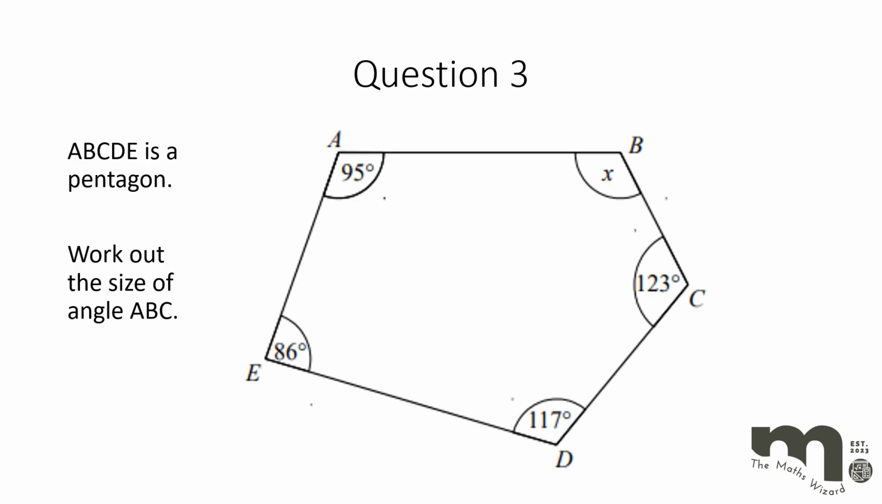Okay, now we're dealing with a pentagon. It's a little bit more complicated than this one because this is not a regular shape. What we've got here is what's known as an irregular shape. That means all of the angles and all of the sides are different lengths. So what I'd like you to do is pause your video and see if you can have a go at this one.